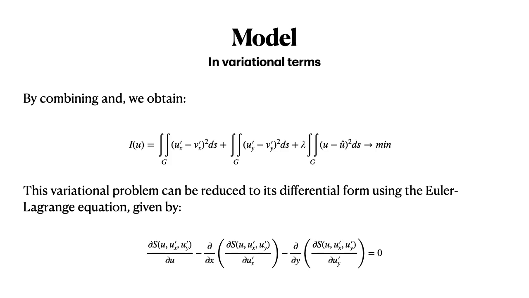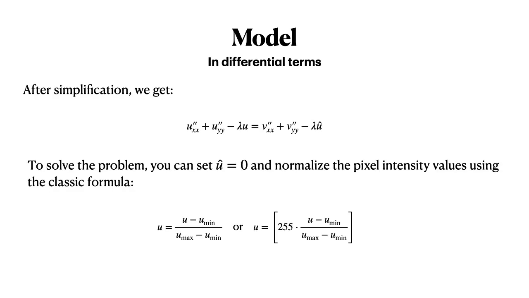This variational problem can later be transformed into its differential form by applying the Euler-Lagrange equation. And after simplification, we get the Poisson's equation. You can set u hat to 0 to ensure a unique solution, which can then be constrained within the permissible pixel intensity range from 0 to 1 for real numbers or from 0 to 255 for integer values, using the classic formulas.